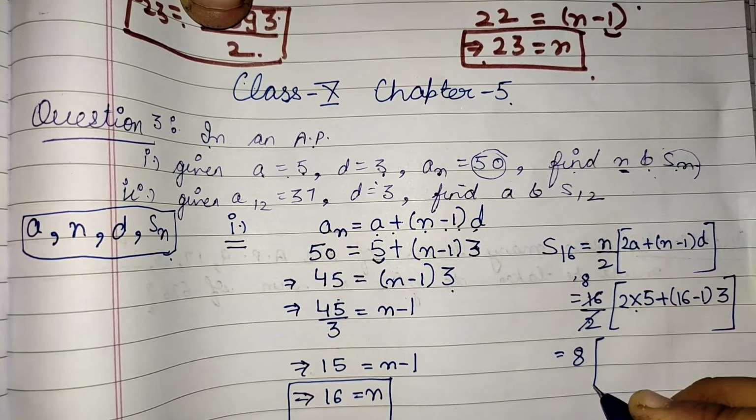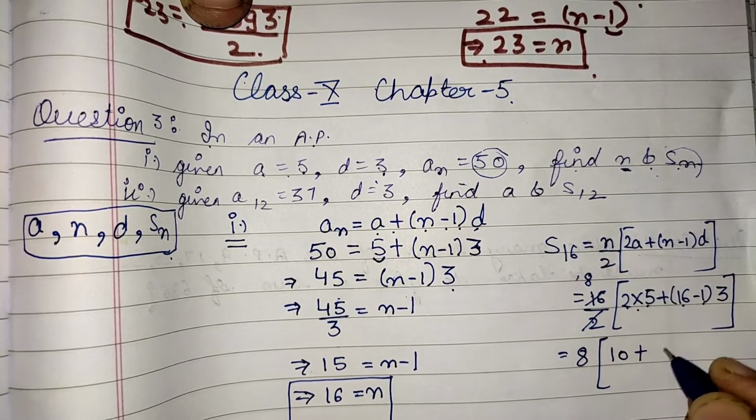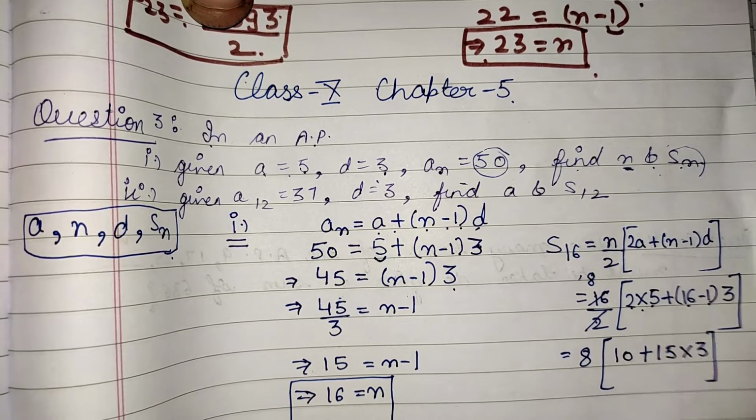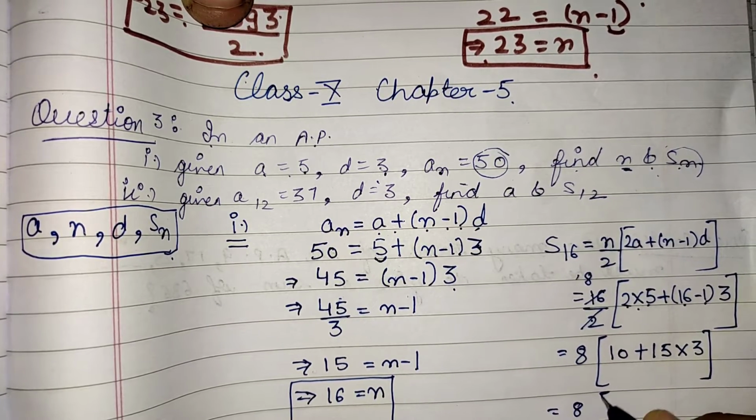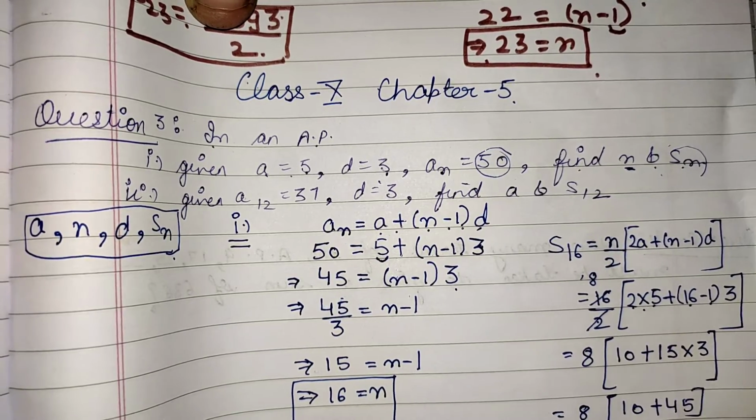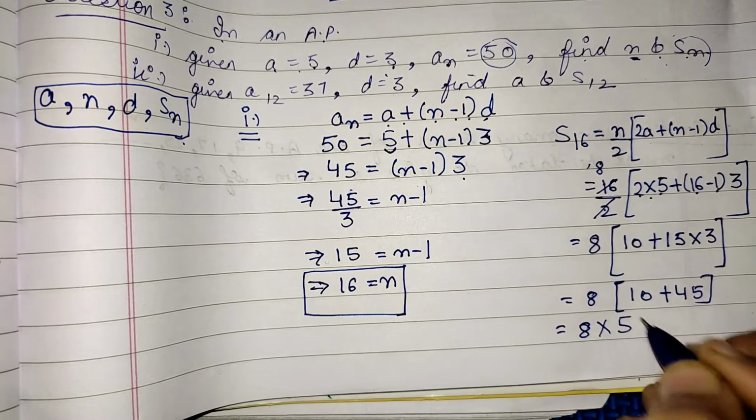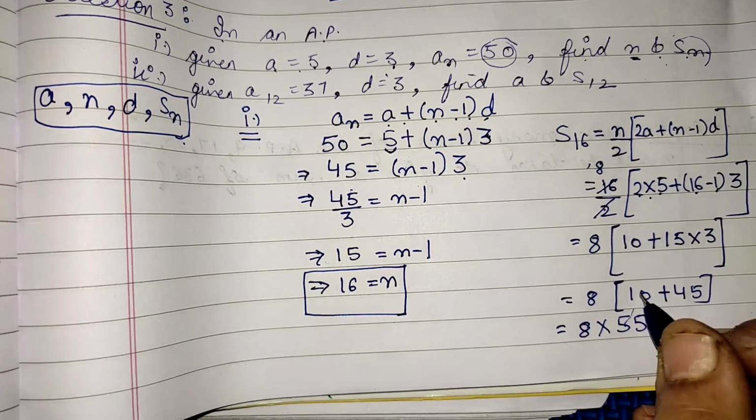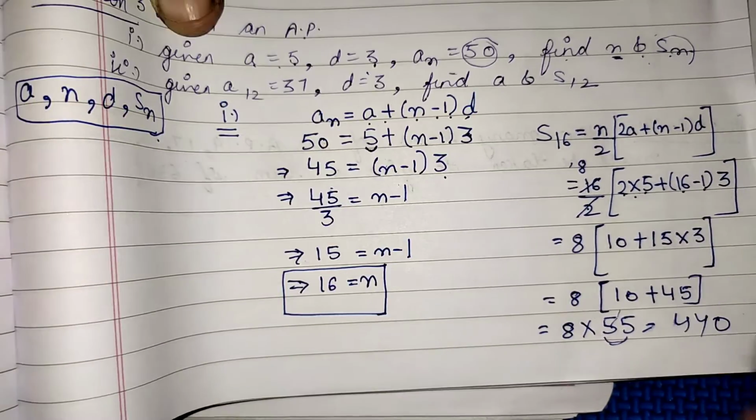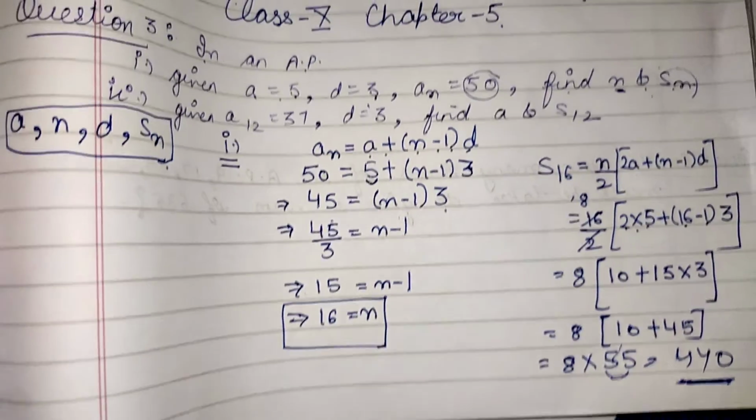It will become 8. 2 fives are 10, plus 16 minus 1 will be 15, into 3. So it will become 8 into (10 + 45), which is equal to 8 into 55. 10 plus 45 becomes 55. So my answer after doing the multiplication will be equal to 450.